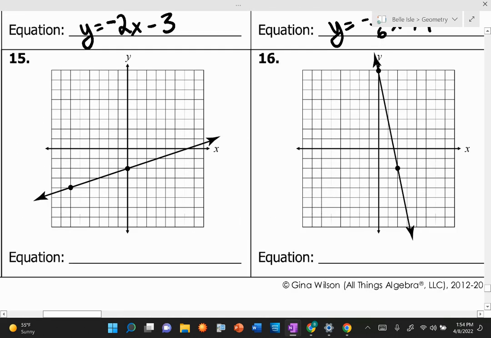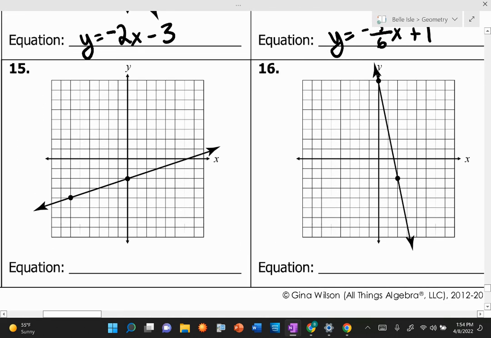Okay, I'm going to put in 15 and 16, and then I'll zoom out if you still need some solutions. 1, 2, 3, 6. No, it's positive because they're both positive. They're both negative.